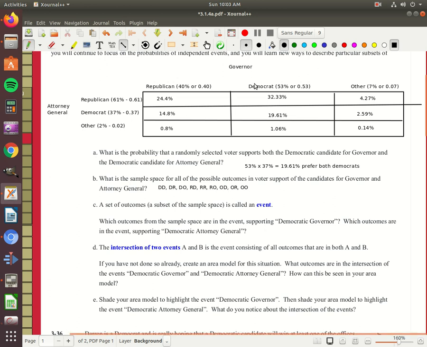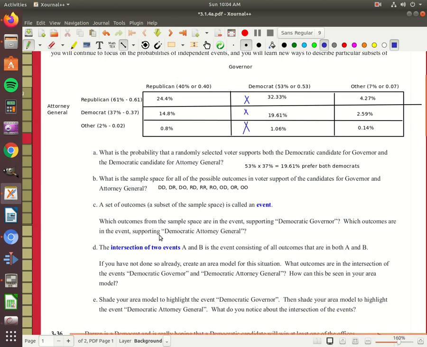Well, think about it. If I support the Democratic governor, I'll use blue because that's the color of the Democrats. These people support the Democratic governor. They just like the Republican attorney general. These people support the Democratic governor, but they support the Democratic attorney general. And these people support the Democratic governor, but they support the other attorney general. But these three groups are all the people that support the governor. And again, they're not all the same. Some like the Republican for the attorney general, some like the Democrat for the attorney general, and some like the other for the attorney general. So it says a set of outcomes, a subset of the sample space. You can see it's a subset. We're not talking about the whole sample space, just a small part of it.